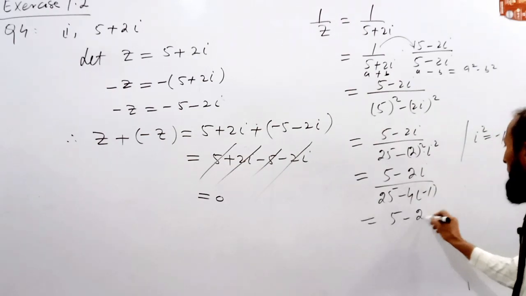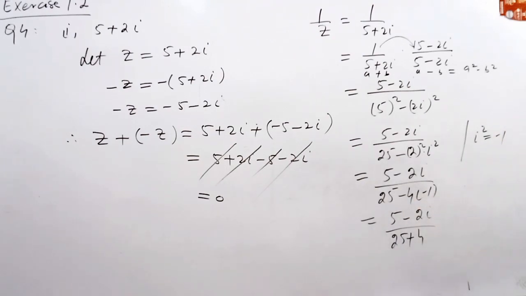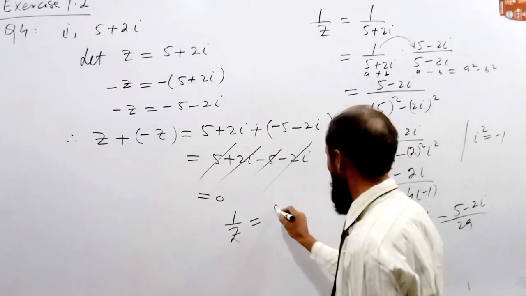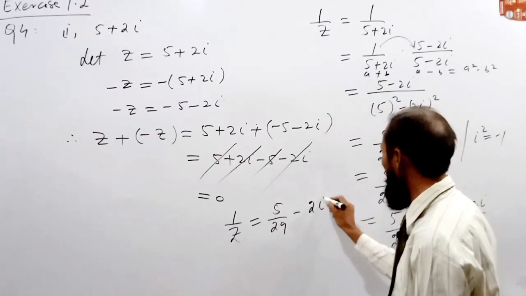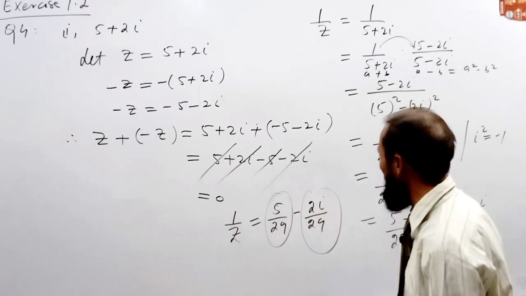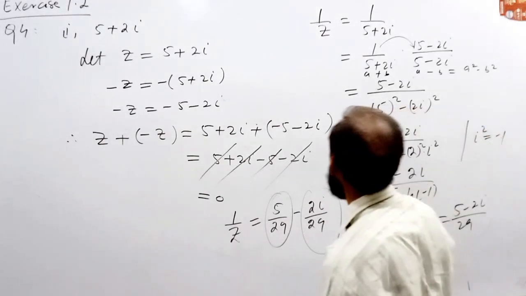Now look here, 25 minus minus 4 is plus 4, so we get the answer 29. 5 minus 2 iota divided by 29. Now we separate the real part and imaginary part. 1 over z is equal to 5 divided by 29 minus 2 iota divided by 29. This one is the real part, and 2 iota divided by 29 is the imaginary part. This is the multiplicative inverse of z.